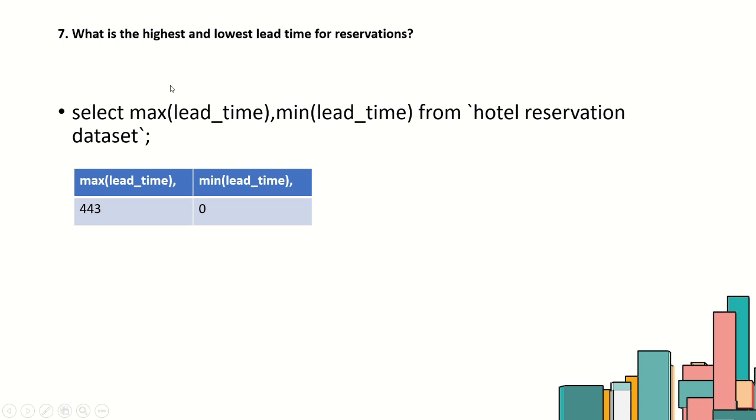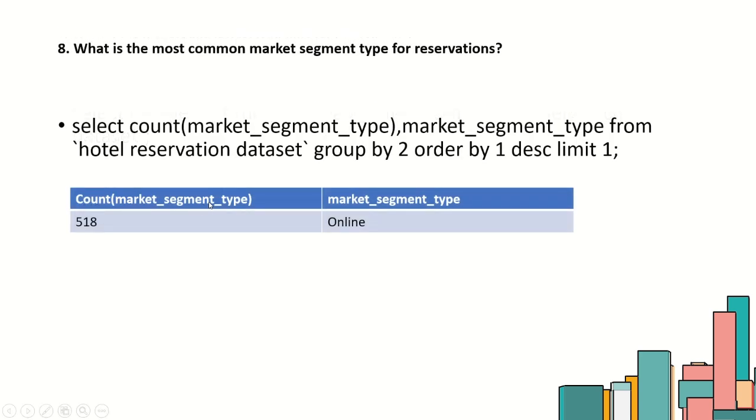What is the highest and the lowest lead time for the reservations? So here highest and lowest can be found out with the help of max and min function, which I have ended up doing eventually, and the max lead time is 443 and minimum lead time is 0. Let's look at this question.